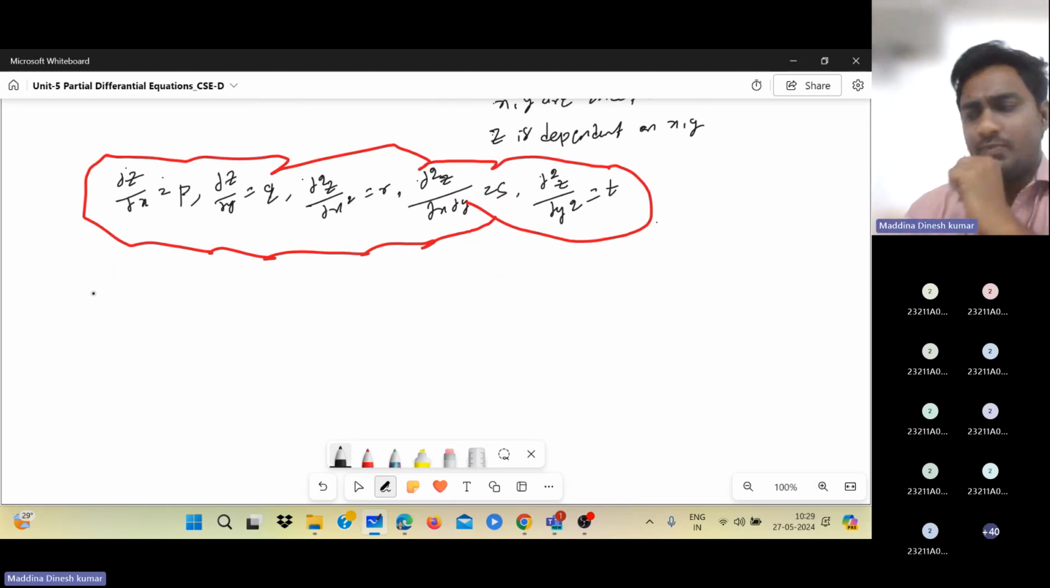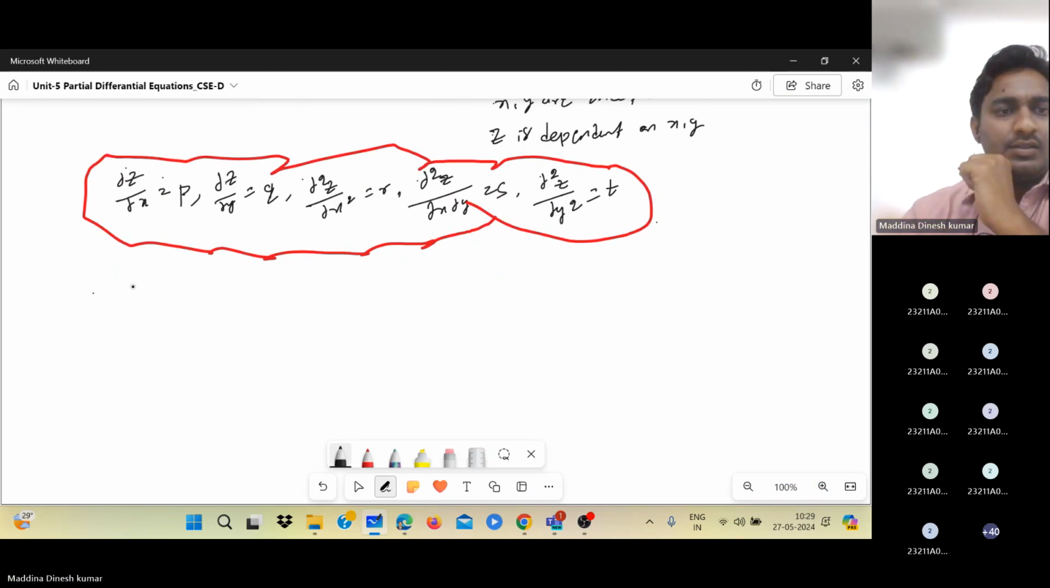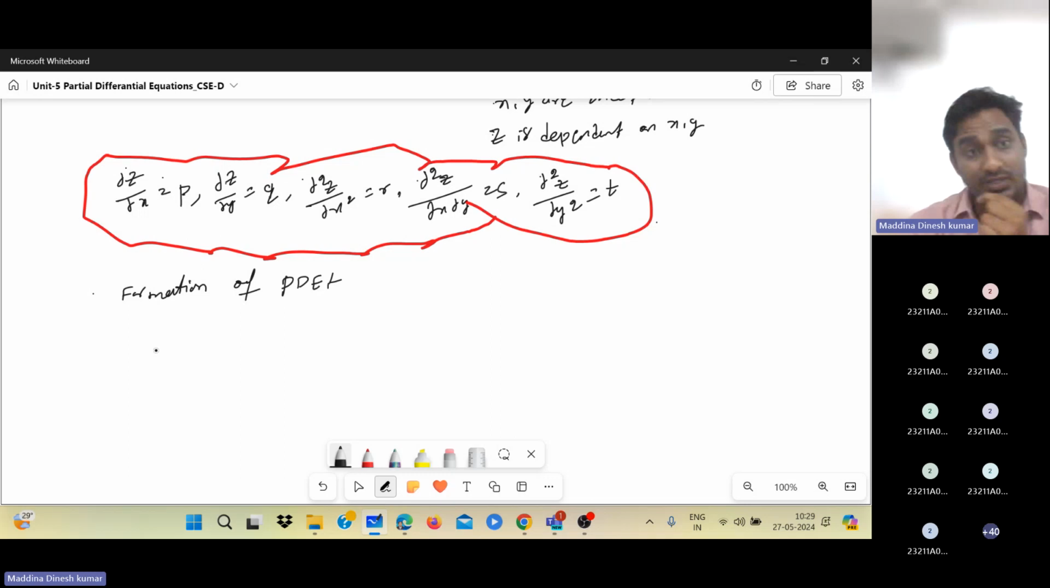So in this, the first topic is formation of PDE. Okay, formation of partial differential equations. So this is the first topic in Unit 5.